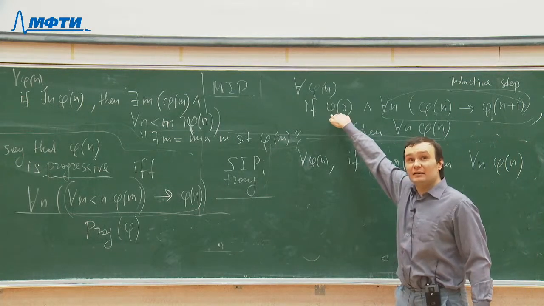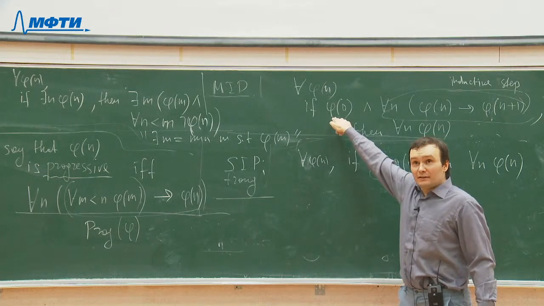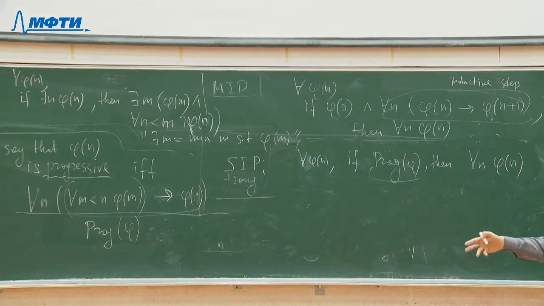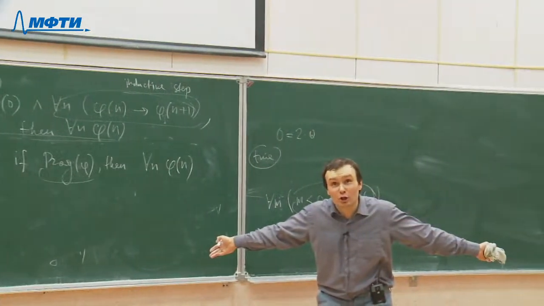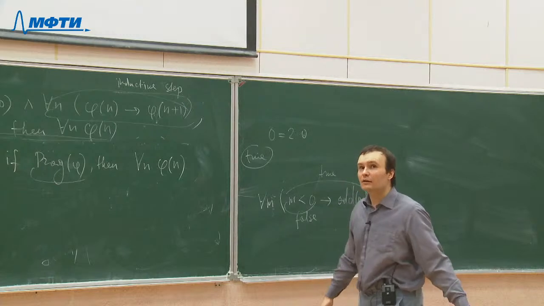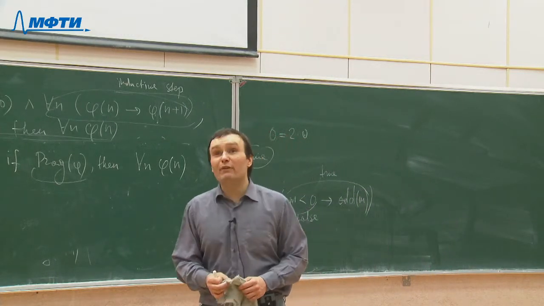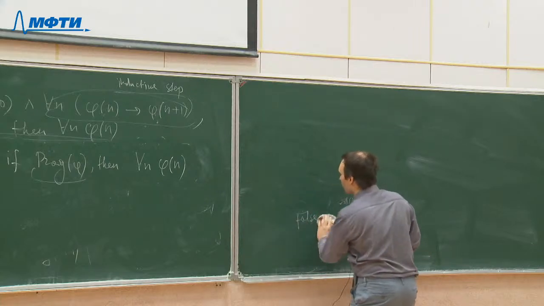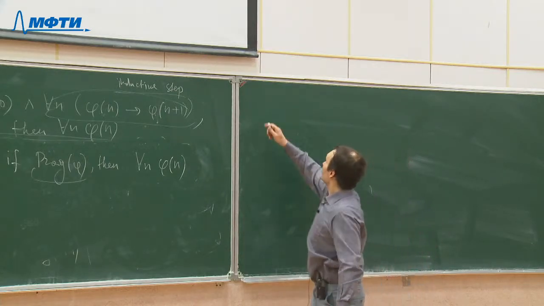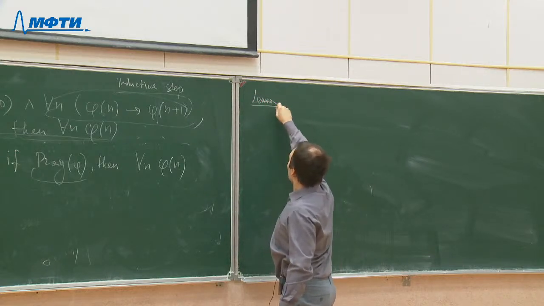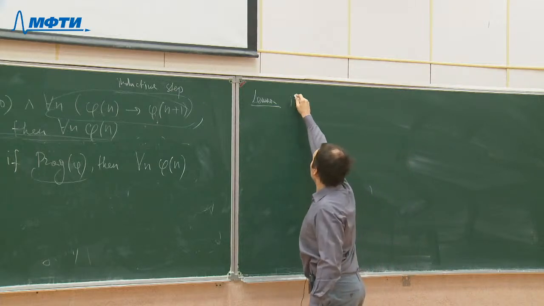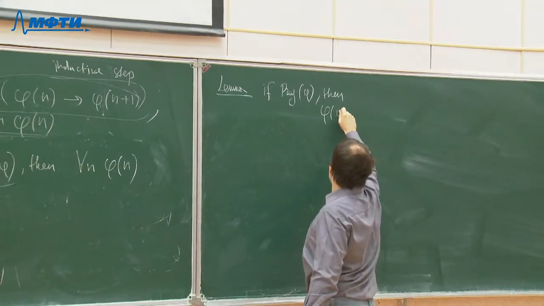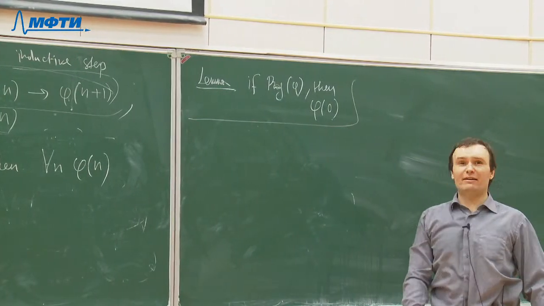But in this case, we need the base, phi of 0. But where is the base here? Supposedly, there is no base. It's not good for induction. But in fact, there is a base. Let's prove it. It is quite interesting. Okay, I say that if phi is progressive, then 0 necessarily satisfies phi.